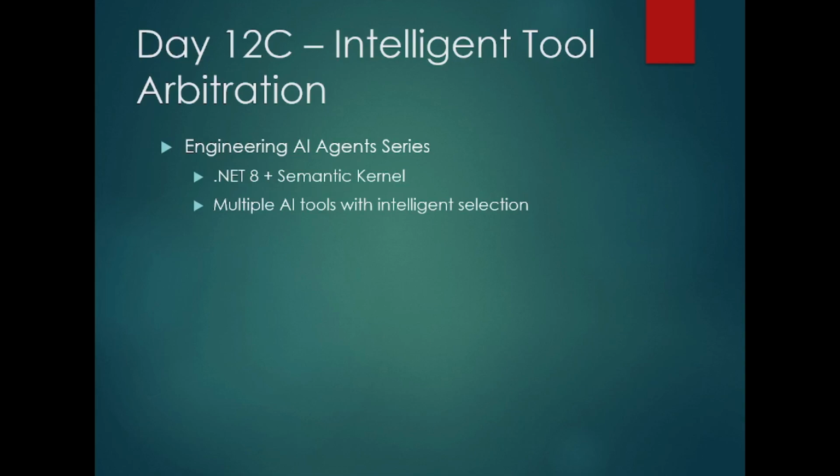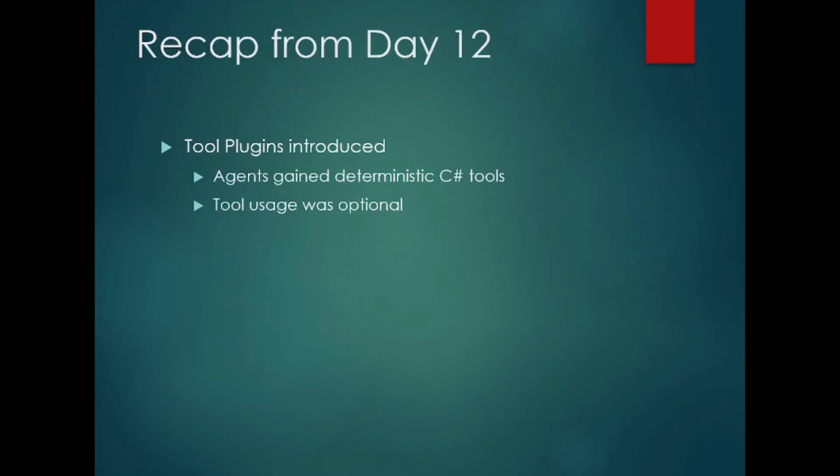As I said, we will use more than one AI tool function. The tool plugin was already introduced in day 12. We are just recapping, so those who haven't visited day 12, please visit that. The agent gained a deterministic C# tool. Tool use was optional at that time. The LLM can use it or not use it; that depends on the LLM.